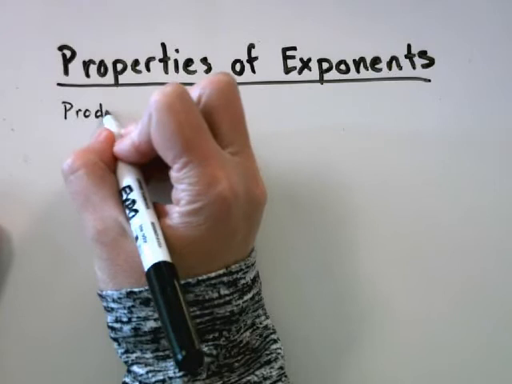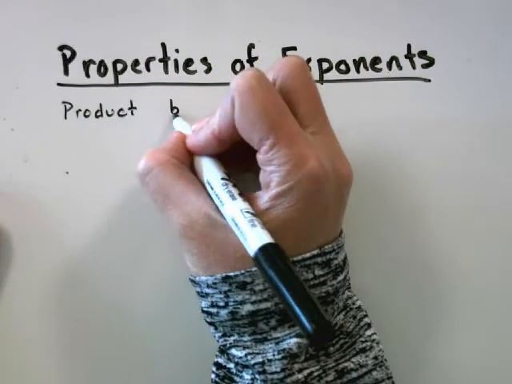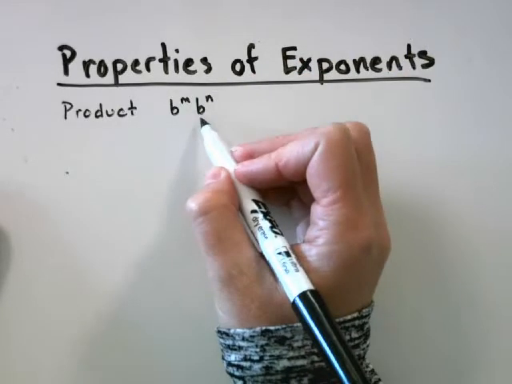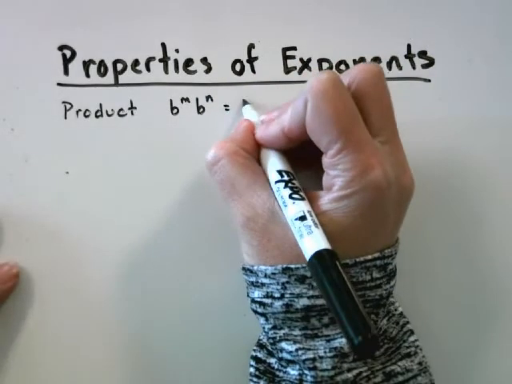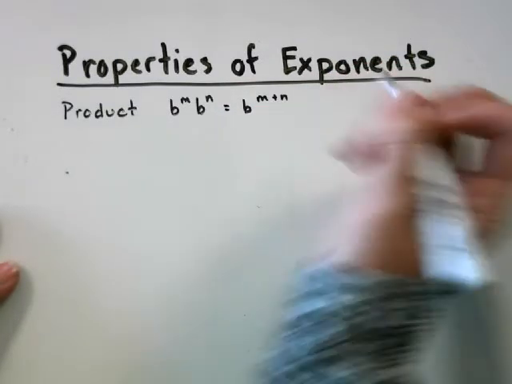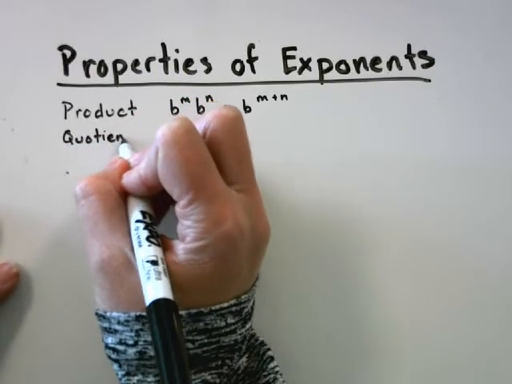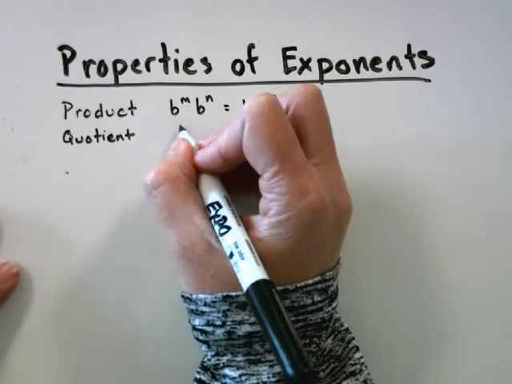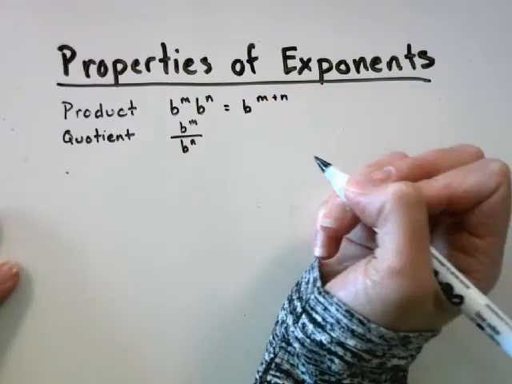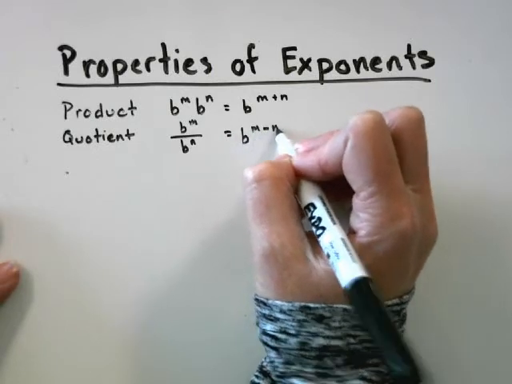important. We have the product property that says if you have the same base, so b to the m times b to the n, we can simplify that by b to the m plus n. Our quotient, if we have b to the m divided by b to the n, that's going to equal b to the m minus n.